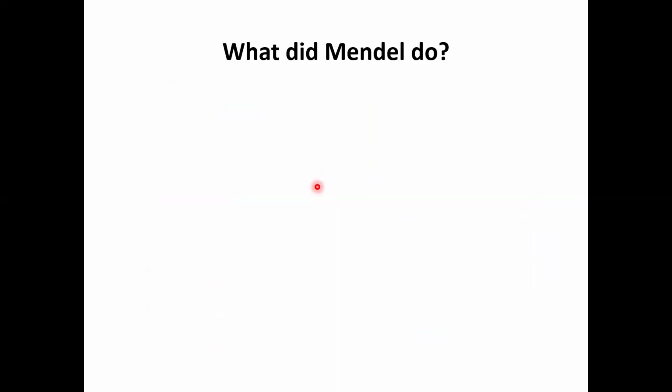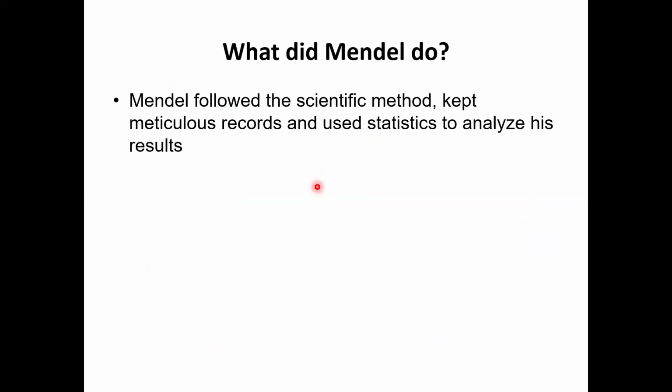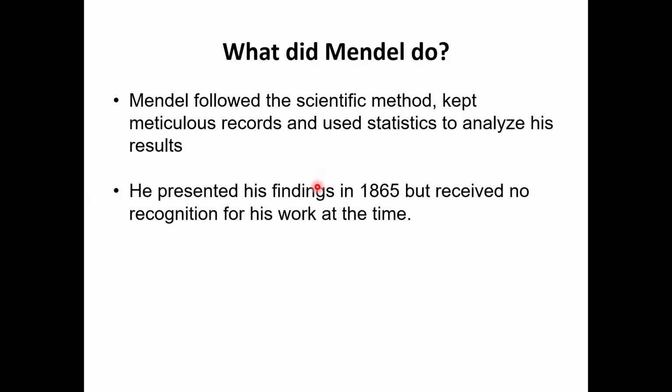So what did Mendel actually do? Mendel followed the scientific method, making observations and forming hypotheses, then went with his experiment, executed the experiment, and saw what his results were. He kept records of what he did and how he did it, very careful notes, and used statistics to analyze his results. He presented his findings in 1865, but didn't even receive any recognition for his work at that time.